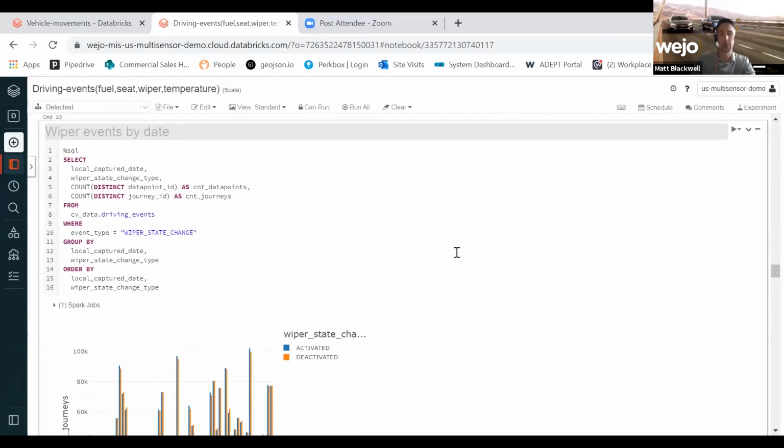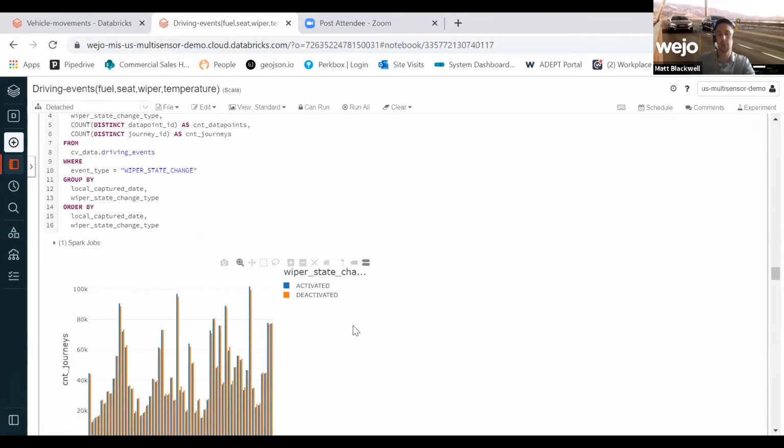Now, with the wiper data, we actually leverage when the wiper is activated and deactivated, but also the intensity of the wipers as well, so from 0 to 4. In addition to that, what we also capture at the point of activation is the external temperature. Now, why is that important?